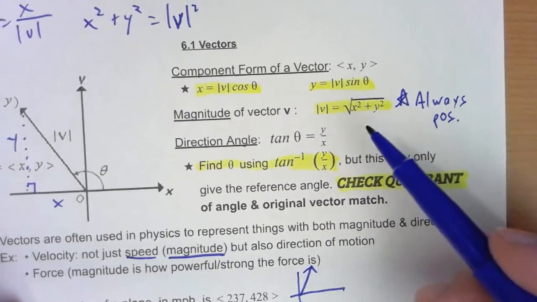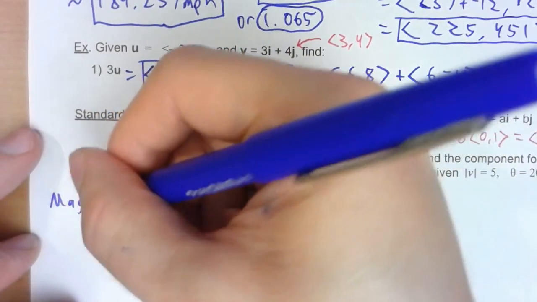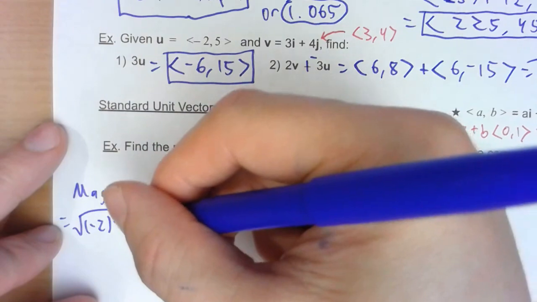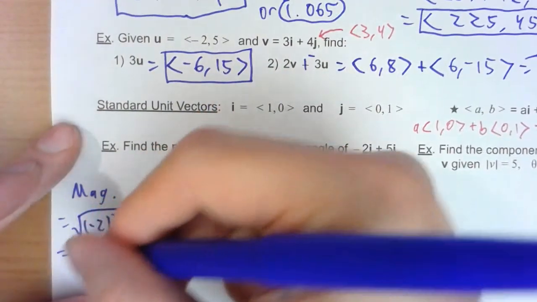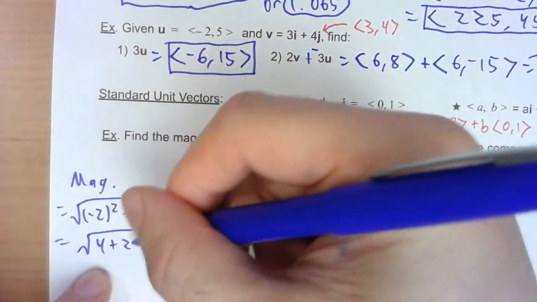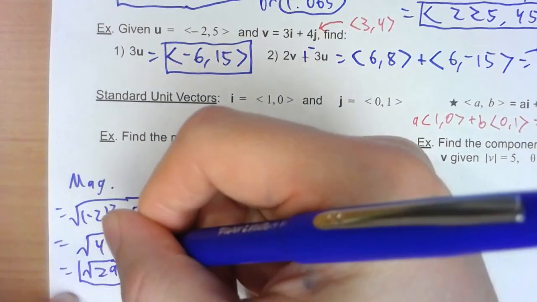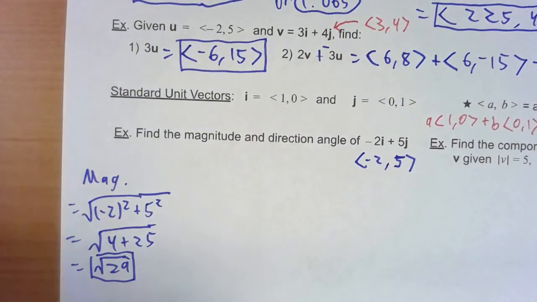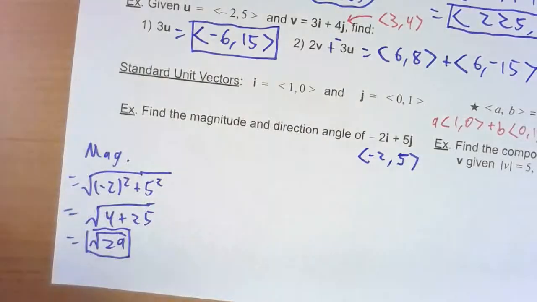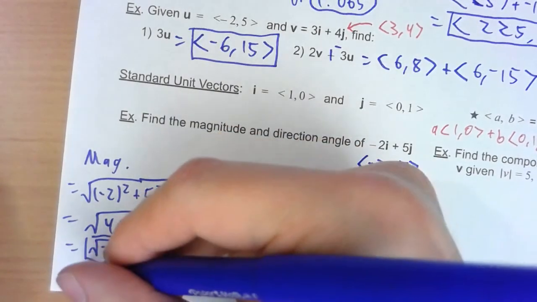So magnitudes come from the Pythagorean theorem: square root of x squared plus y squared. The magnitude is the square root of -2 squared plus 5 squared. Make sure that -2 squared turns into +4, -2 times -2. And so we get root 29. Of course, you could leave it like that if you wanted to. That'd be fine. You're also welcome to use your calculator and turn it into a decimal. Either way would be fine. So this is about 5.385.